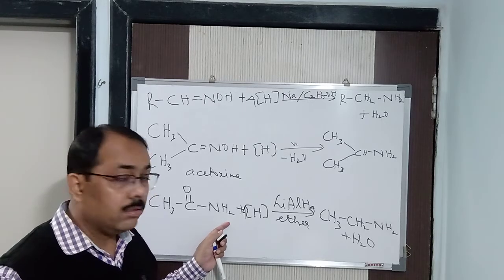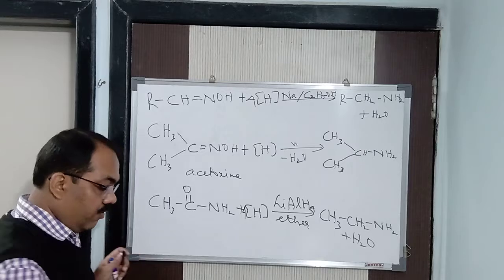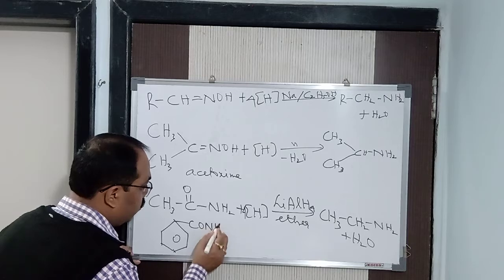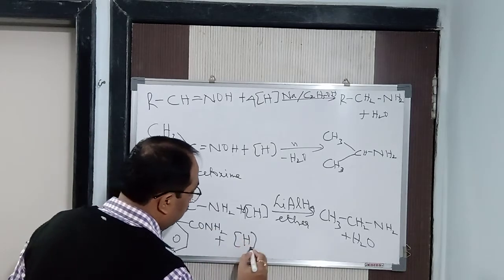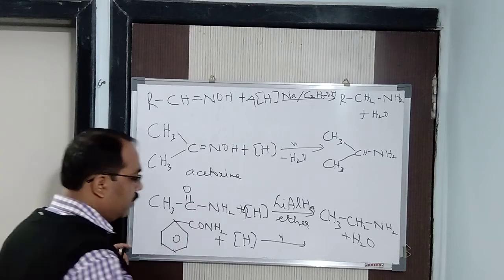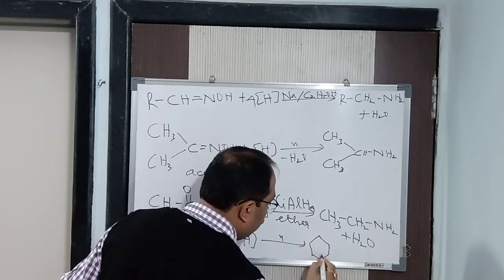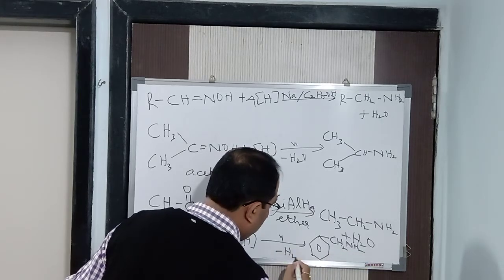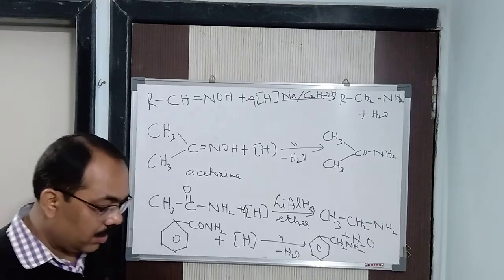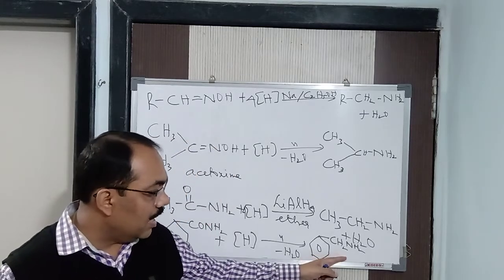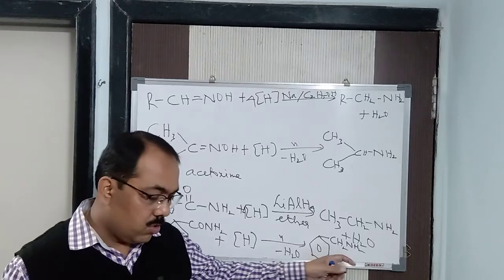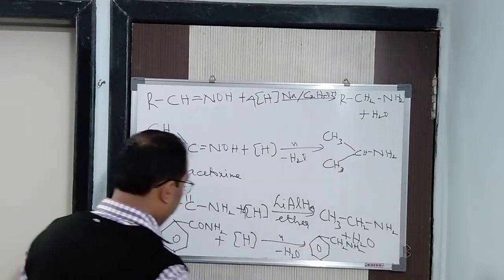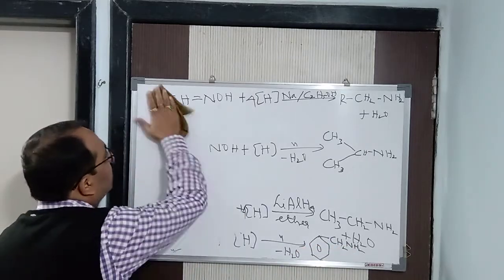If you take benzamide, for example benzene ring CONH2 plus nascent hydrogen, same process. What will happen? Benzene ring, you will be getting an aryl alkyl amine, CH2NH2, and minus water. It is otherwise known as benzylamine. Benzene ring CH2 is what? Benzyl. So you got benzylamine. Clear? Aryl alkyl amines. So we can prepare it in this way.